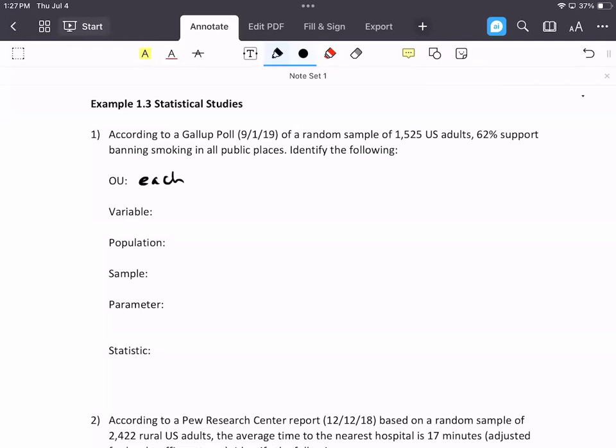Well, we see that we have a sample of 1,525 people. It looks like we asked them whether they support banning in all public places. So the observational unit in this case is each US adult.